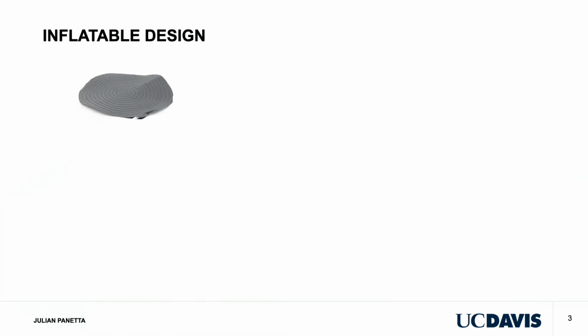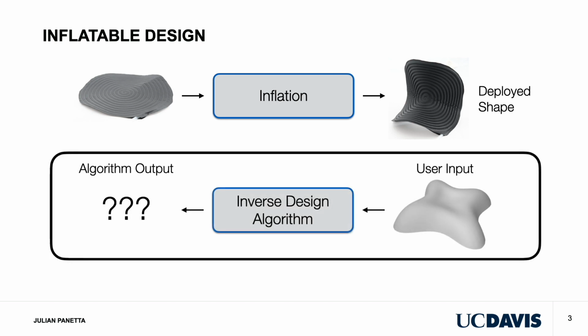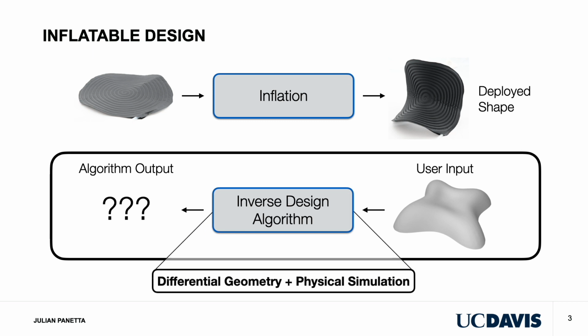However, the non-trivial relationship between the shape and topology of the fusing curve network and the resulting inflated geometry makes for a challenging design problem that can only be solved effectively using computation. In fact, we have found that an effective design algorithm must combine insights from differential geometry with accurate physical simulation and sensitivity analysis. This design algorithm is the focus of my talk today.